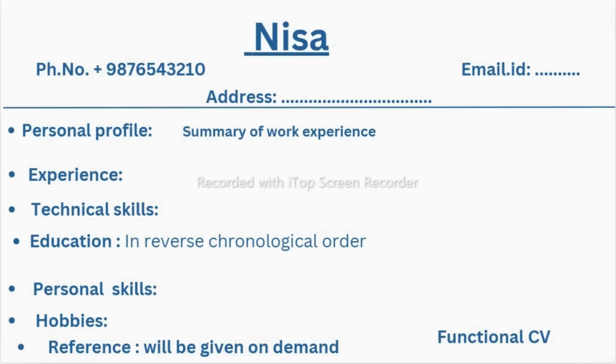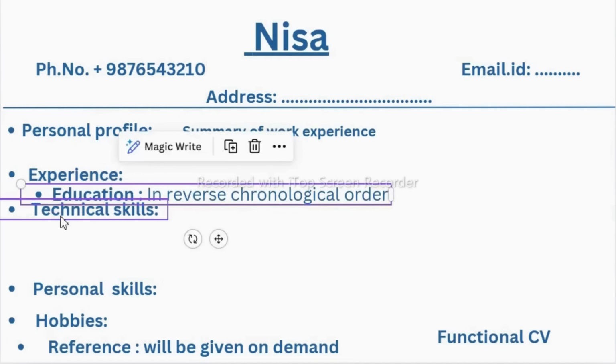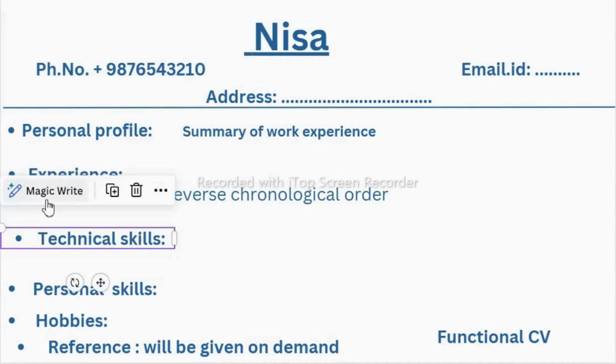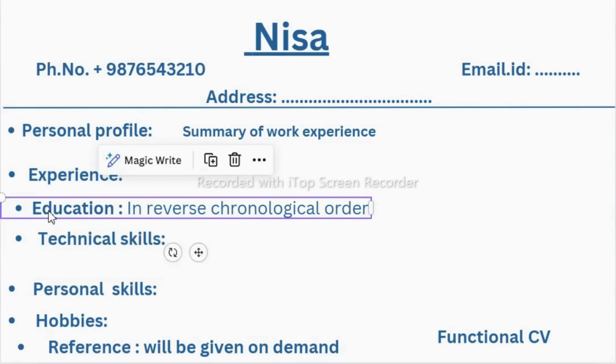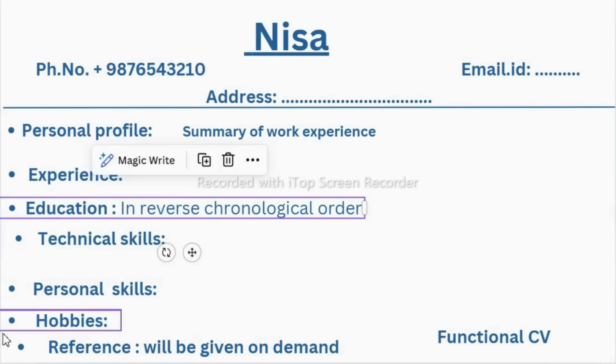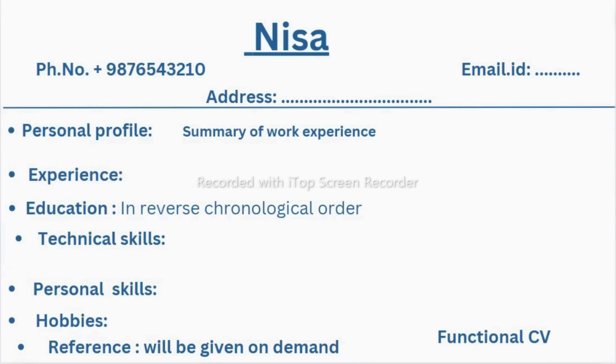I have written experience first, then technical skills related to your job, then your education in reverse chronological order, then personal skills, hobby, reference, same as we have written in the chronological CV. Just you need to change the order: first experience, then technical skills, then education. First you need to write your experience, then your education, then technical skills, personal skills and all. So you must watch the video where I have shown how you have to draft a chronological and functional CV.